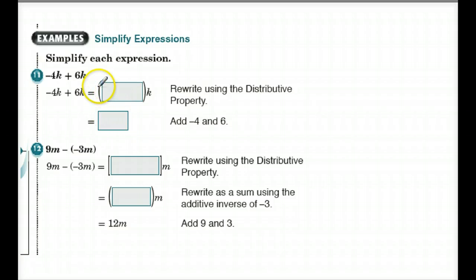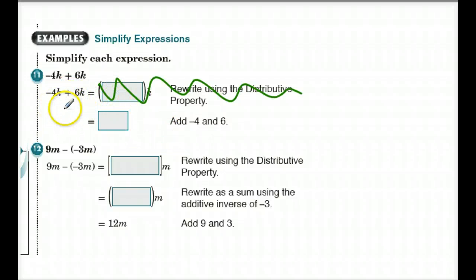And remember for this one, we didn't do this. What we did was we said, okay, we have -4k's, and we have positive 6k's. Can we combine them? Yes, we can. How do we know? It's because they're like terms. They have the same variable, and that variable in this case is k.